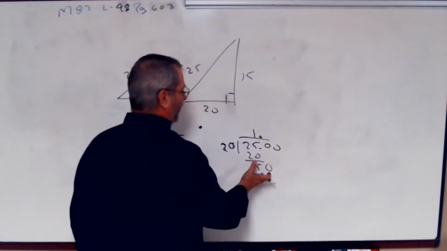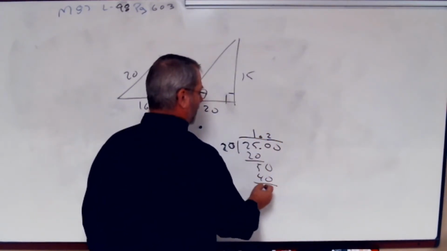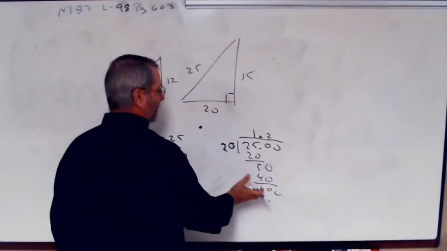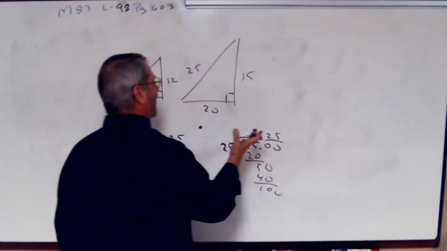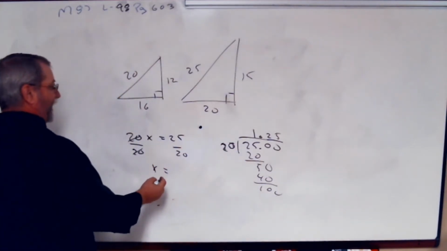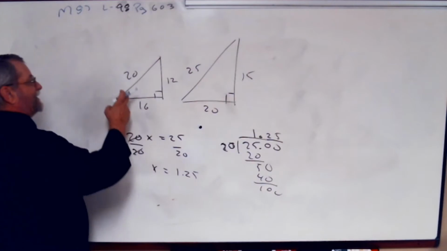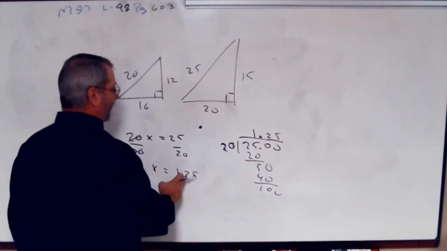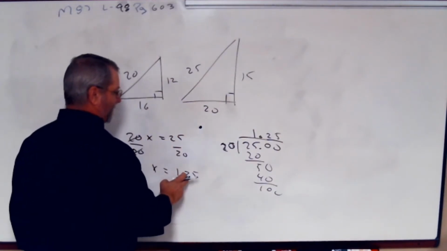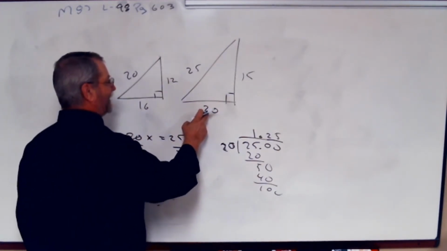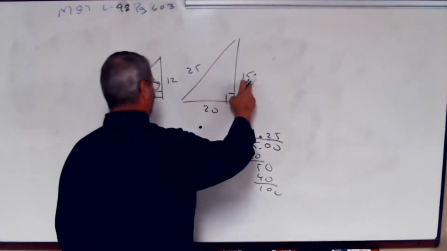20 goes into 50 2 times. And 20 goes into 100 5 times. So our scale factor is 1.25. That means if I take 20 times 1.25, I get that. If I take 16 times 1.25, I get that. If I take 12 times 1.25, I get that.